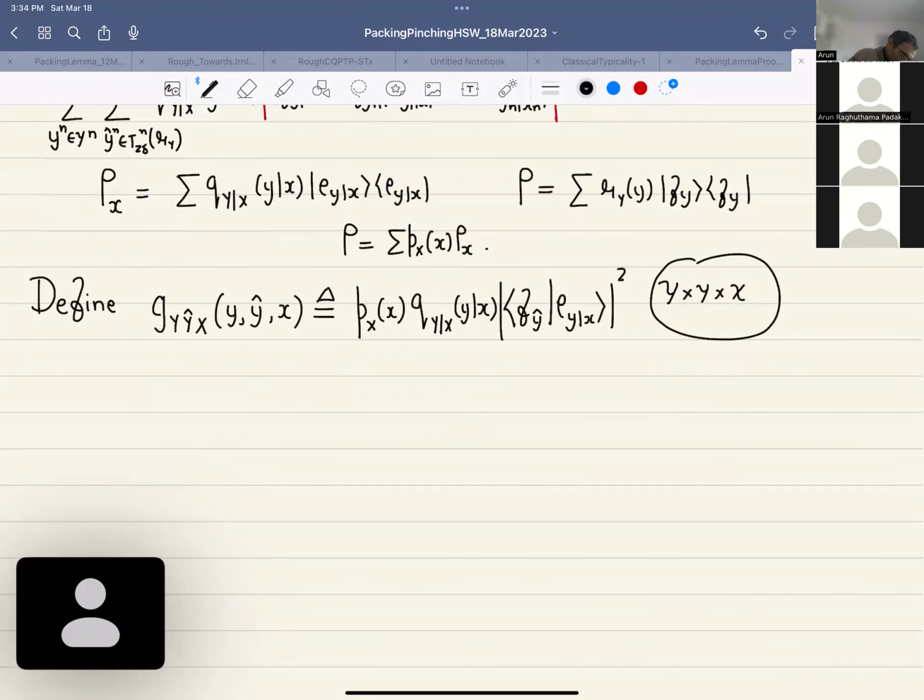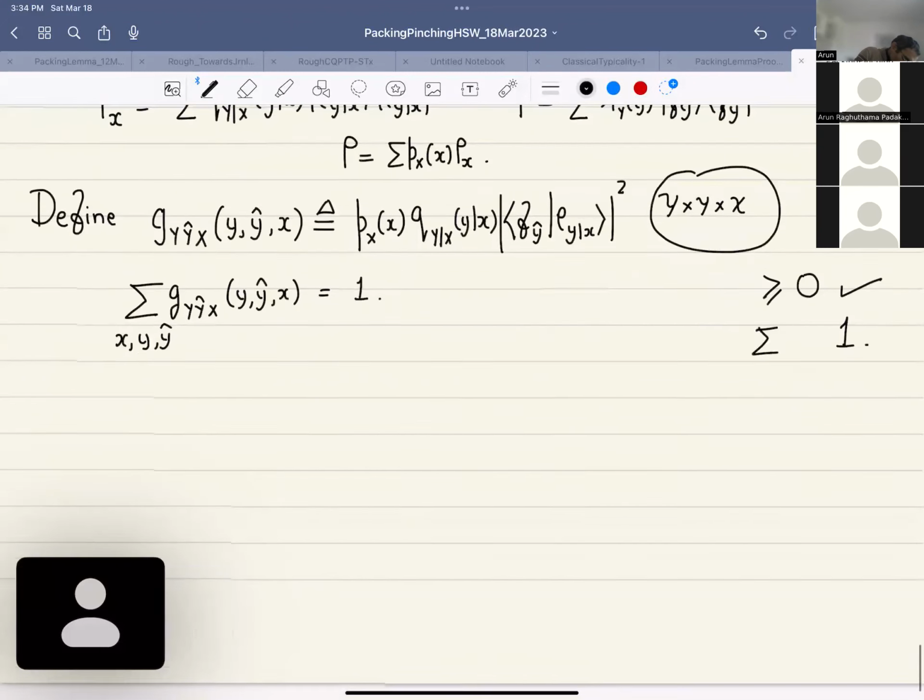Is this a distribution? When I have a distribution, what should it satisfy? All the terms should be non-negative, and when I sum it, I should get 1. Let's check that. Clearly all the terms are non-negative, because this term is non-negative, this term is non-negative, and this being the norm, this is non-negative. So indeed all the terms are non-negative. Do they sum to 1? Let's check. What I want to show is that the sum over x, y, y hat of g of y hat, x, y hat x is 1.